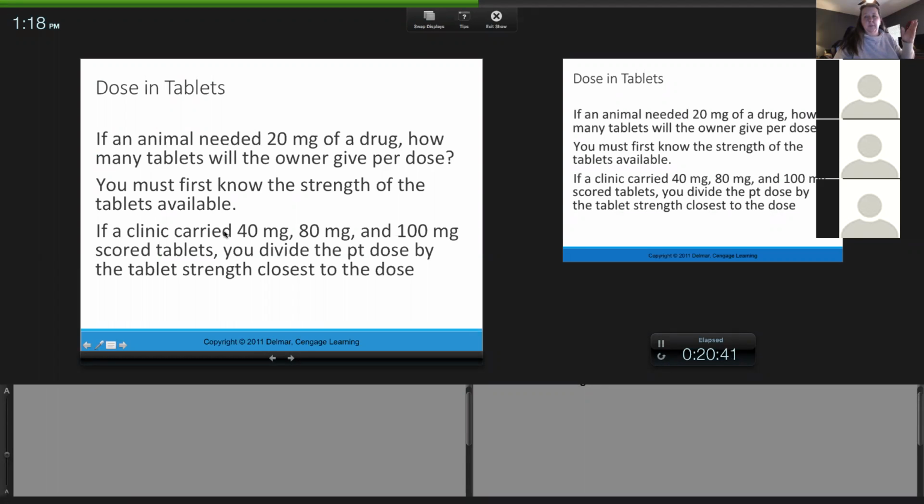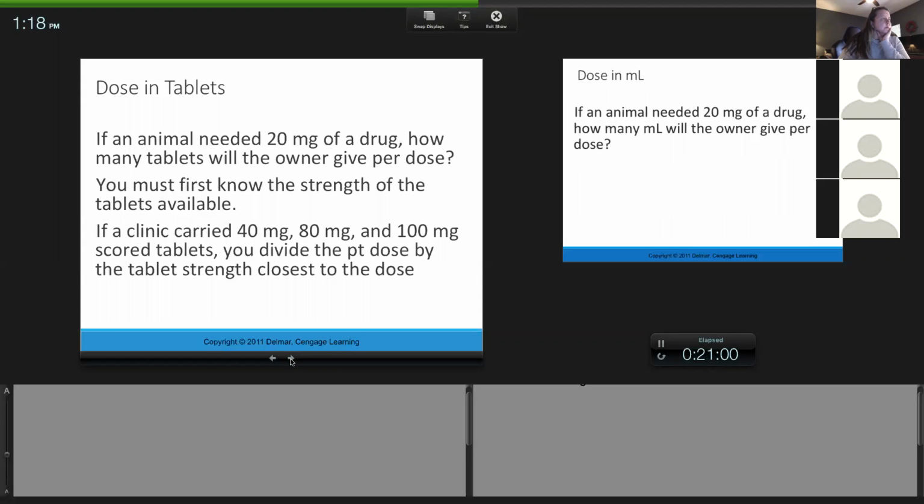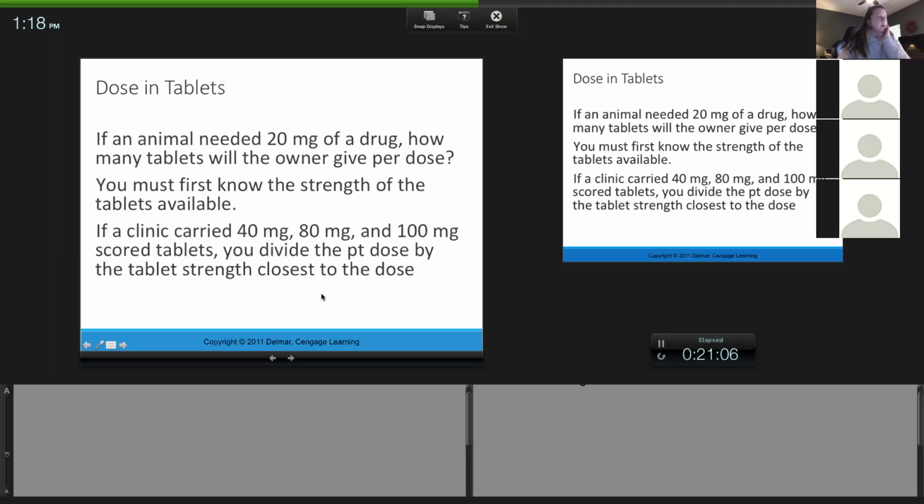This clinic, the tablets come in 40 milligrams, 80 milligrams, and 100 milligrams. And they're scored, so you can break them. They have that little line in the tablet. You divide the patient dose by the strength closest to the dose. So what you're going to do, I can't write in that gray box. Okay. The best bet here is probably going to be the 40 milligram tablet, because if I cut that tablet in half, that's 20 milligrams.